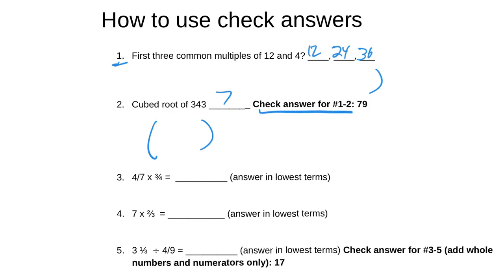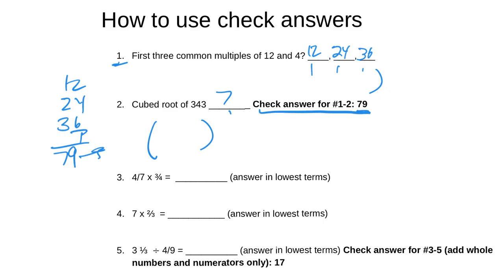And it says the check answers for 1 and 2 is 79. So what I'm going to do is take all 4 of these numbers, 12, 24, 36, and 7, and add those up. Now, I've already added them, but I know that they come out to 79. You need to actually add. Don't just copy this number over to here. And since it matches, 79 matches the 79 over there, that means that my answers for numbers 1 and 2 are probably right, unless you just wrote down some random numbers.